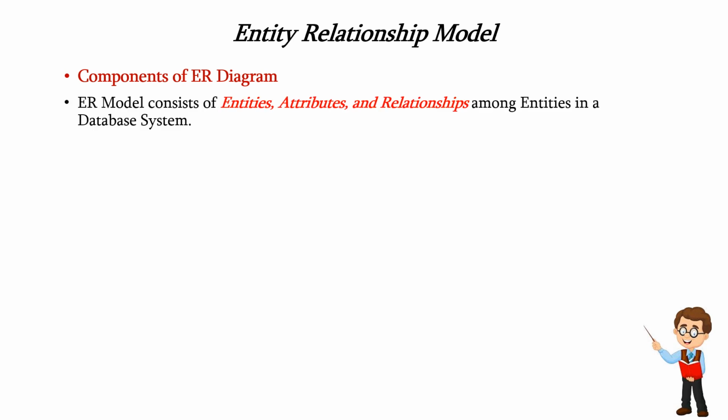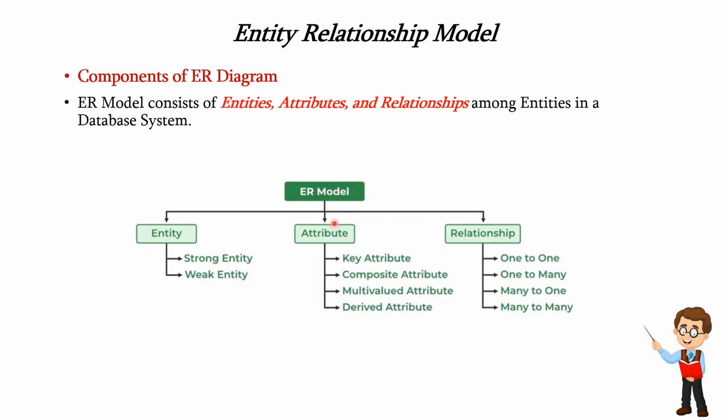Before that, let us see what the components of the ER diagram are. The ER model consists of the components entities, attributes and relationships that exist among the entities in the database system. So it can be categorized into entity, attribute and relationship. Entity can be further categorized into two types, that is strong entity and weak entity. And attributes can be key attribute, composite attribute, multi-valued attribute and derived attribute. Relationship can be one to one, one to many, many to one and many to many.